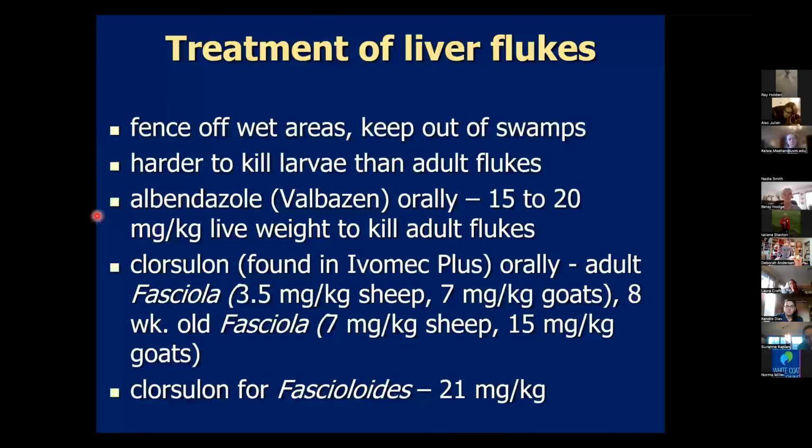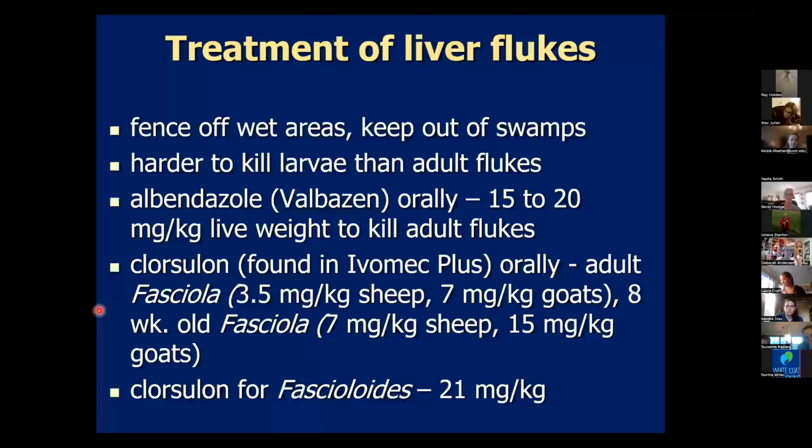And you'll have this handout, so you'll have the actual dosages. And Betsy, one thing to point out, I remember when you had it initially, you couldn't use the Valbazen because you had pregnant ewes in early gestation that you didn't want to accidentally abort. And so you were searching for the Ivermectin Plus at that point. Right. Actually.